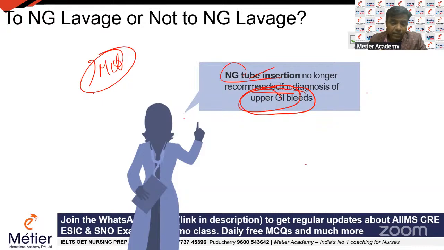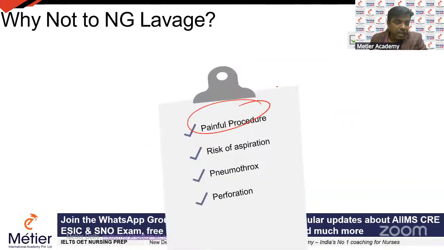But at the same time, when the source is an upper GI bleed, you should never try this. The reason is the patient may be having severe bleeding, and it is a painful procedure. There is a risk of aspiration, and a chance of pneumothorax and perforation.